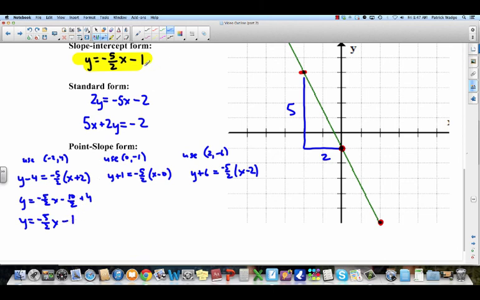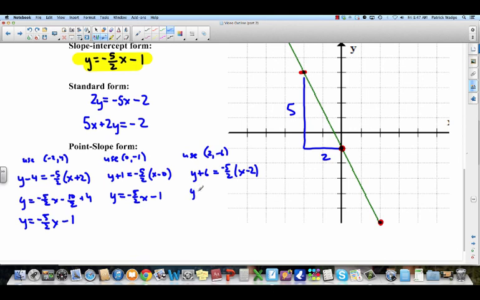Did we get the same thing as the highlighted? We did. We got exactly the same thing. And you'll get the same thing here and here too. The second one's so fast, maybe we should do that one too. Y equals negative 5 over 2x. Negative 5 over 2 times 0 is just 0, so it doesn't make any difference. And then move the plus 1 over, it becomes negative 1. We got the same thing again.